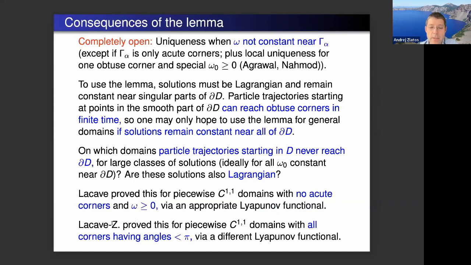And then later, together with me, we extended this. We proved the same result without the hypothesis of a sign on the vorticity, and we proved it for domains with finitely many corners, all having angles strictly less than pi. So again, now obtuse corners are fine, but corners greater than pi are not good. And the question is why, and we found a different Lyapunov function. I'll show you that as well.